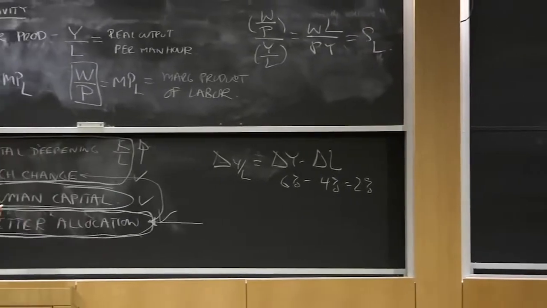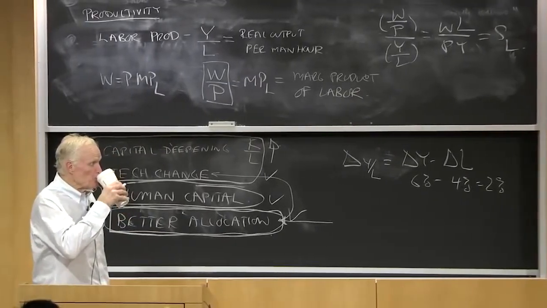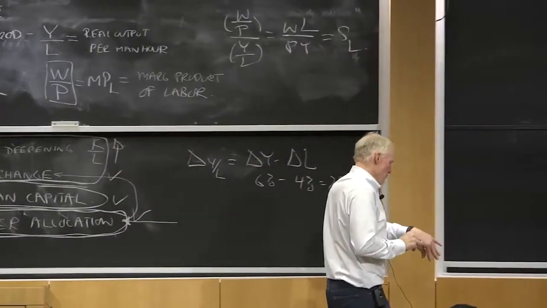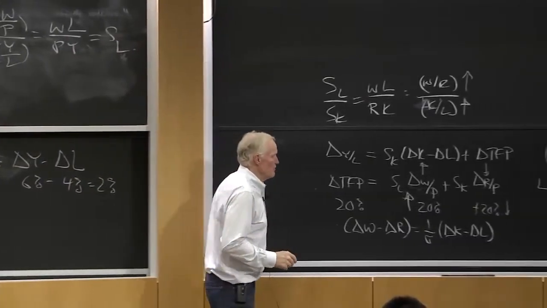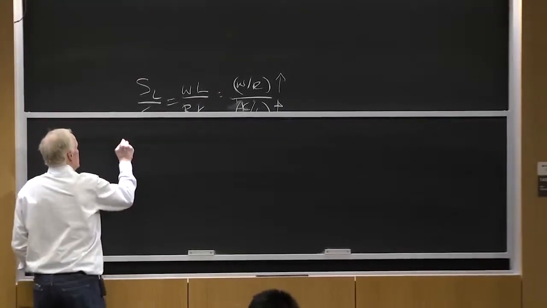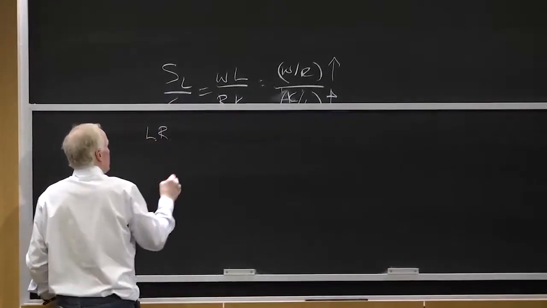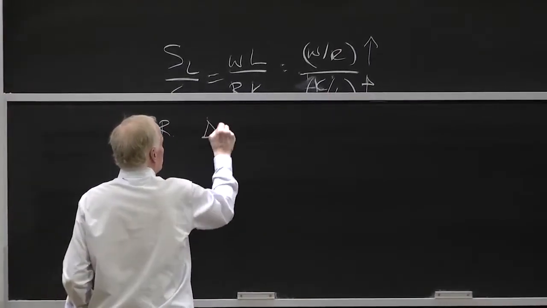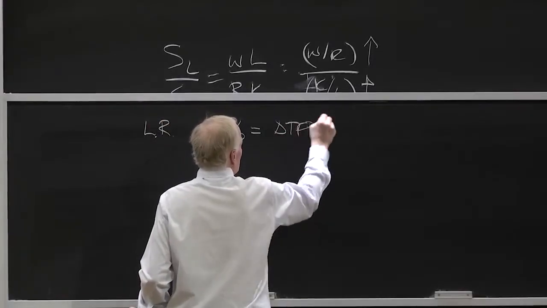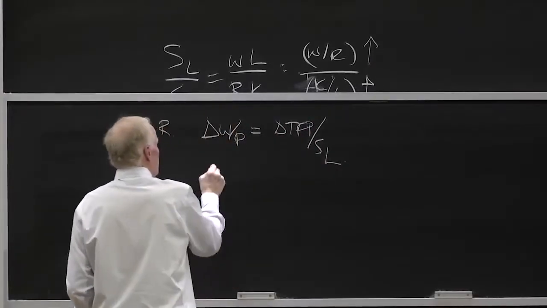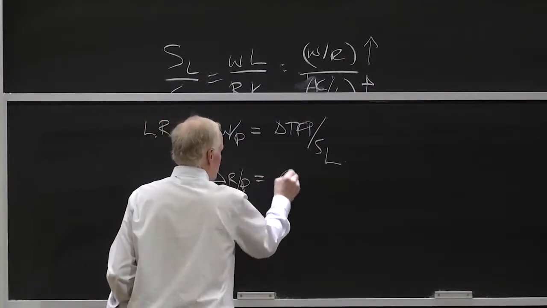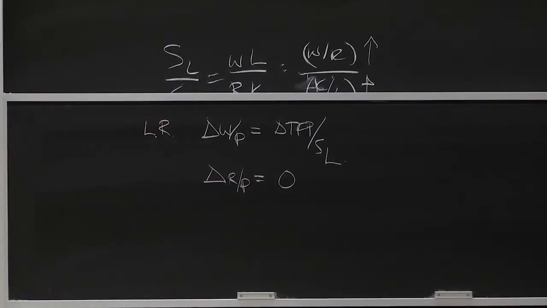So what do we think is going to happen here? The neoclassical growth model has the following view of long-run growth, at least the way we've done it. In the long run, delta W over P equals delta TFP over the share of labor, and delta R over P equals 0.